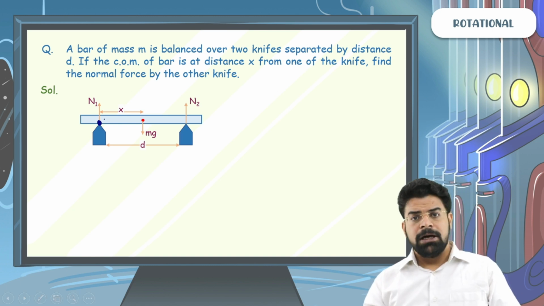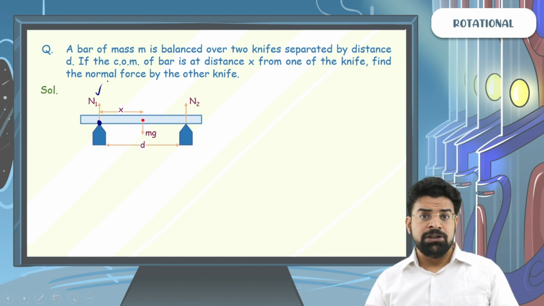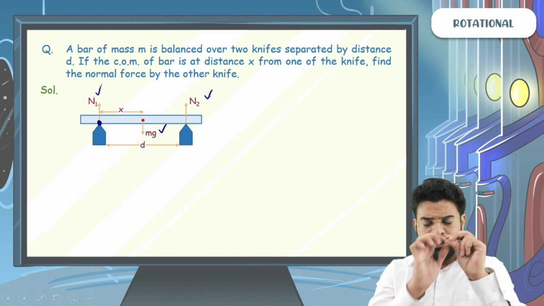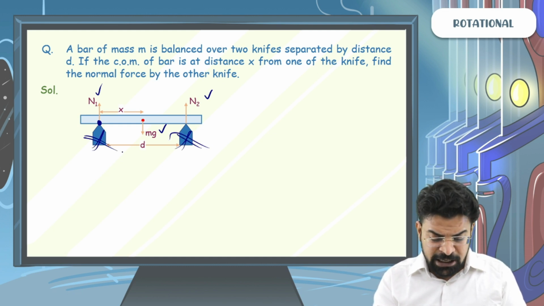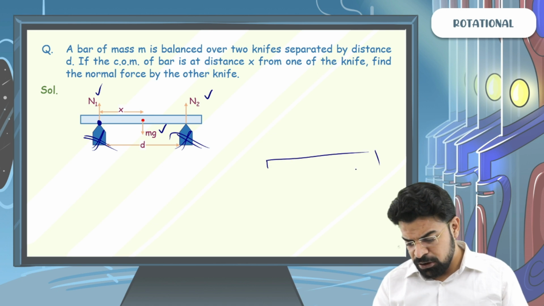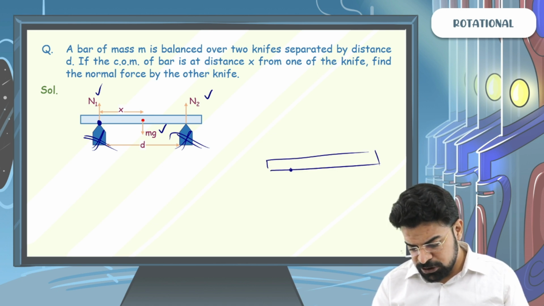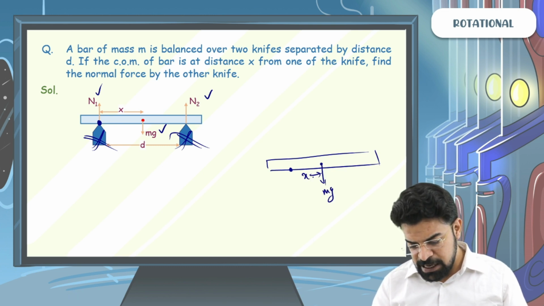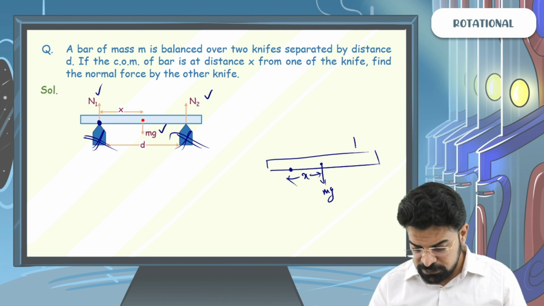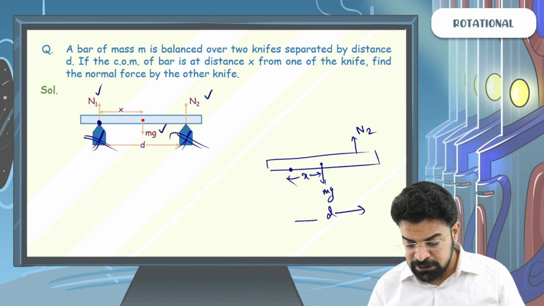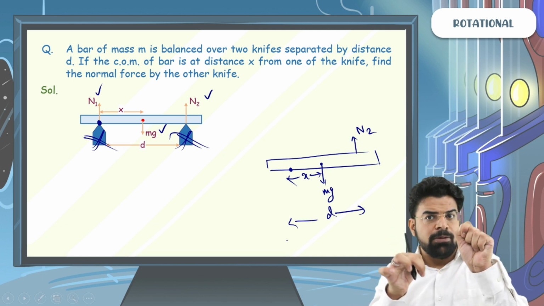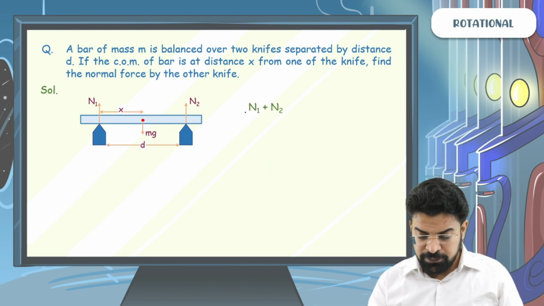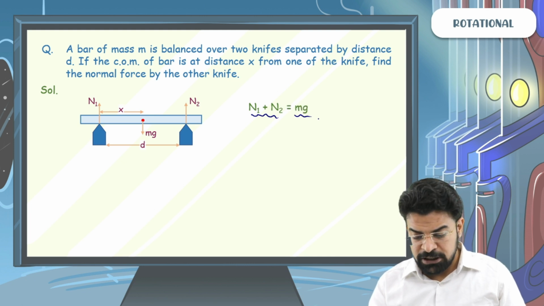Why? Sir, about this point, the torque of N1 will be 0. So the torque equation will contain only mg and N2. Now, about this last point, forget these knives. Visualize only the rod. On this rod, about this point, we are writing the torque. The force of gravity acts at a distance x, and the force of the second normal N2 acts at a distance d. So the clockwise torque provided by mg will equal the anti-clockwise torque provided by N2. So you will say the first equation of force is N1 plus N2 equals mg.